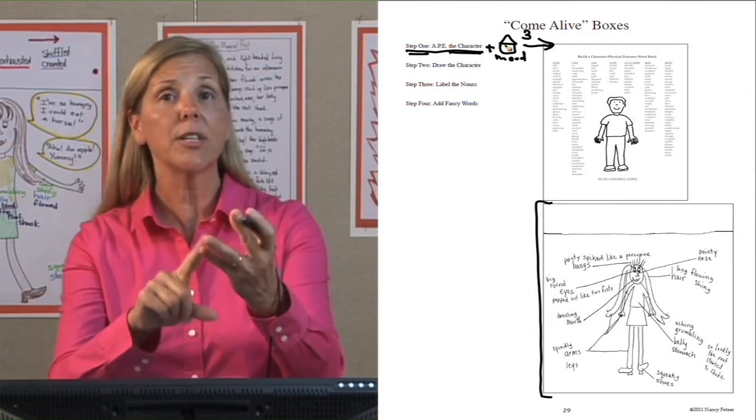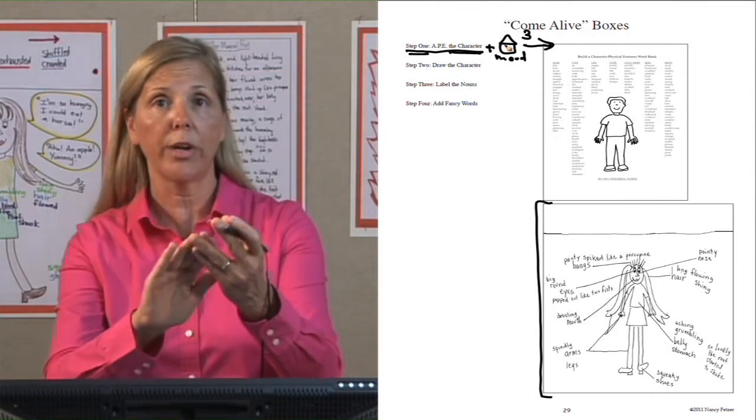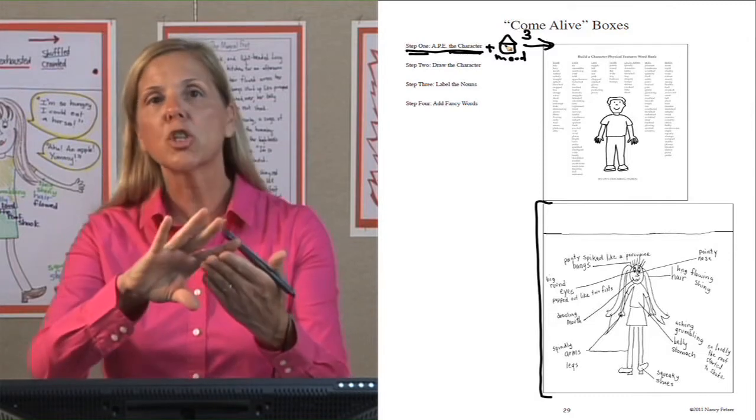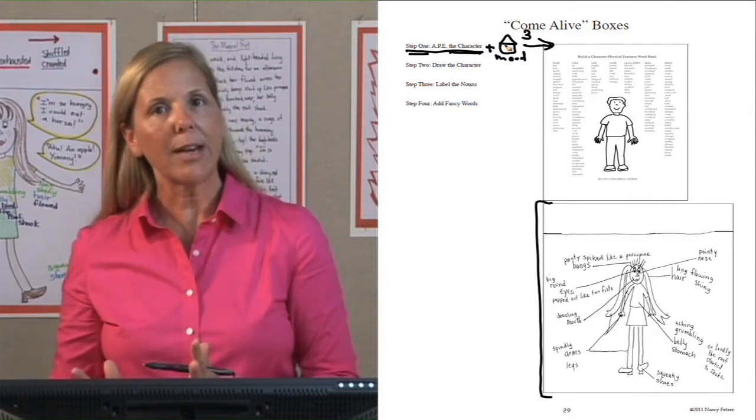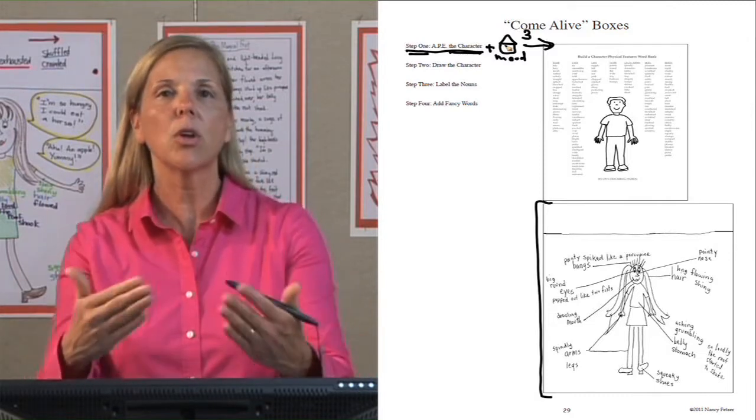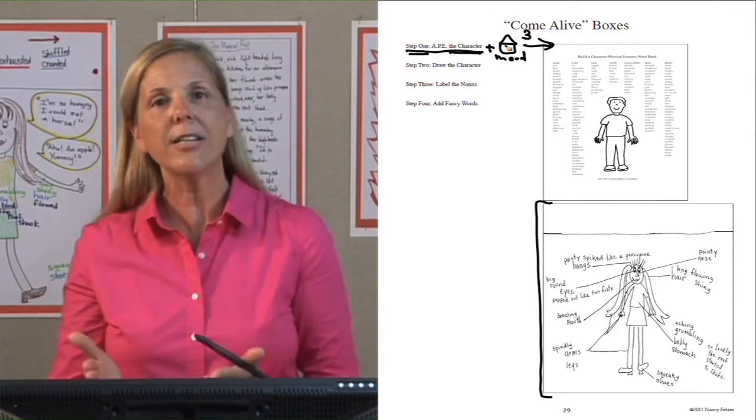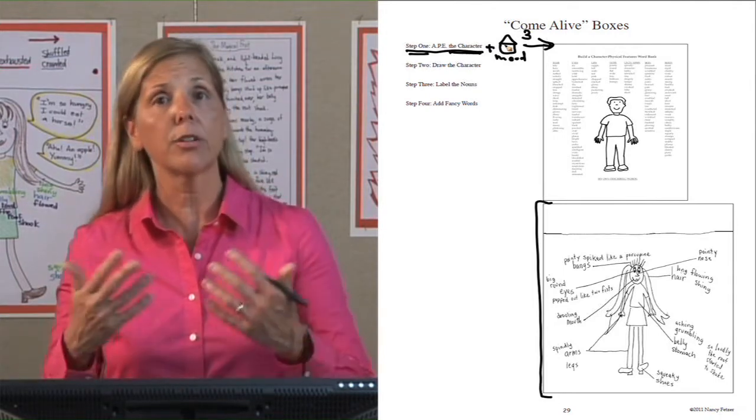What's the personality of this character? How do they feel in this part of the story? What do they look like? What's the mood of the setting? Let's use that to make our Come Alive box. As the year goes on, students don't need to do this anymore. They could come up with their own character and setting.